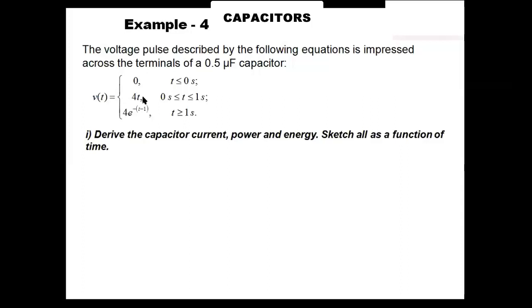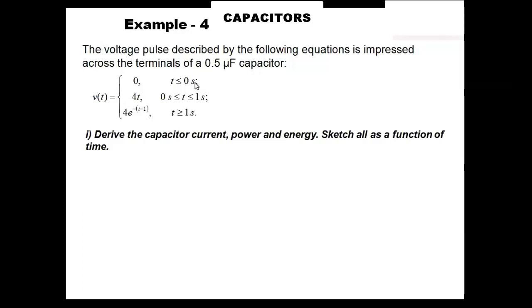We have v of t equal to 0 for t less than or equal to 0 seconds. So when t is less than or equal to 0 seconds, the voltage is 0. Then v of t equal to 4t for time greater than or equal to 0 seconds and less than or equal to 1 second. And then v of t equal to 4 e to the power of minus (t minus 1) for time greater than or equal to 1 second.